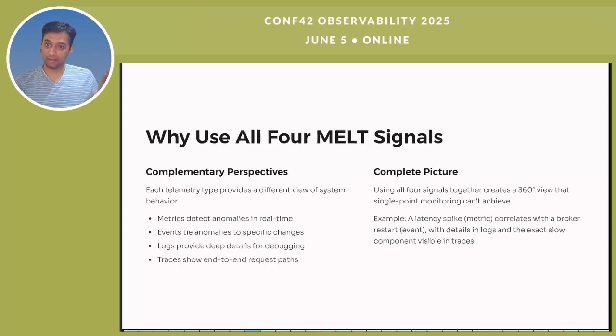And traces will actually help you visualize the end-to-end paths above Kafka, at the business layer, so that you can understand what's going on and get a holistic view of your system. Yeah, you want a complete picture, you want complementary perspectives. That's why all MELT signals are more or less important. You choose which ones are the best ones to start with. My recommendation would be to start with metrics at a bare minimum and logs at a bare minimum, and then graduate from there into the events and the tracing systems beyond that.